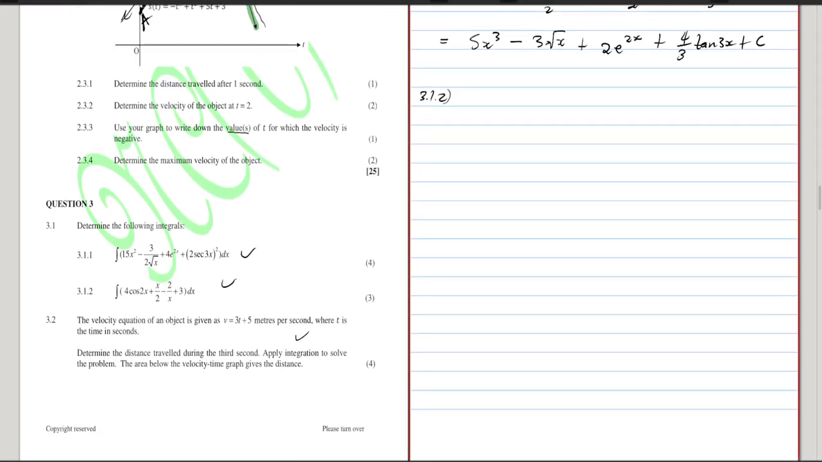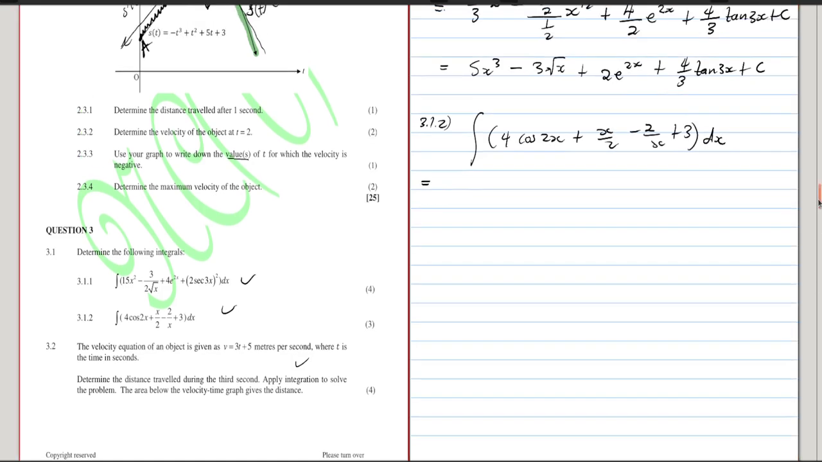3.1.2. So we have the integral of 4 cos 2x plus x over 2 minus 2 over x plus 3 dx equals to, okay, that is a half.